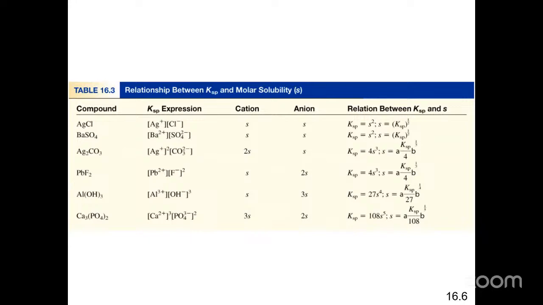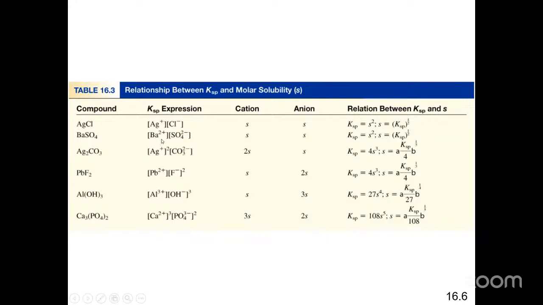Before we get to that though, let me talk about what we have here on the screen. Basically, this is showing you the relationship between Ksp and molar solubility. And that relationship is dependent on the stoichiometry of the dissociation of the ionic compound. We just looked at silver chloride in the example we were working a while ago. And you see that Ksp in that case is equal to the solubility squared, or alternatively, the solubility will be equal to the square root of the Ksp value, right?